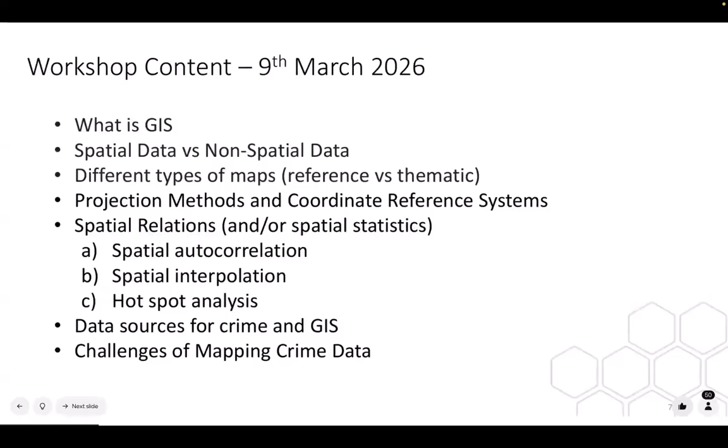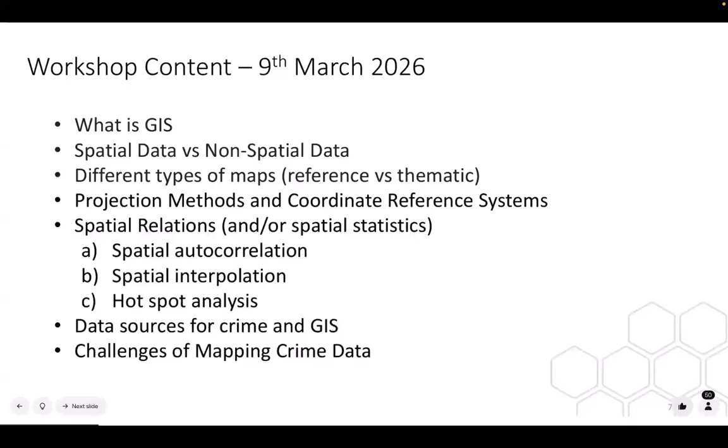So, in today's workshop, we'll be exploring a few topics. We'll be looking at what exactly is GIS, the differences between spatial data and non-spatial data. We'll look at the different types of maps that are available, including reference and thematic maps. We dive into projection methods and coordinate reference systems, which is a bit more complex. And then we look at different types of spatial relations and spatial statistics. I talk about spatial autocorrelation, spatial interpolation, and hotspot analysis.